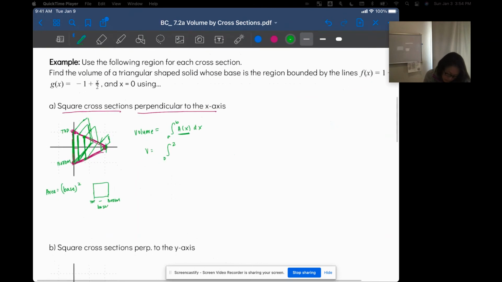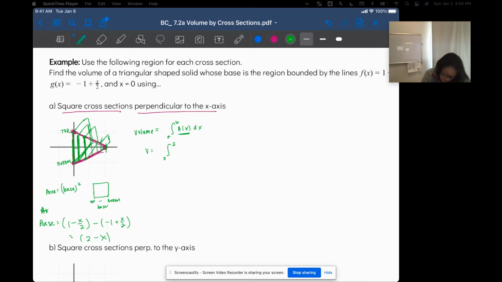1 minus... so I'm just going to write that the base is equal to 1 minus x over 2, which is the top curve, minus the bottom curve, which is negative 1 plus x over 2. When I simplify that, I get 2 minus x. Okay, so that's the length. Every single length here is determined by the equation 2 minus x.